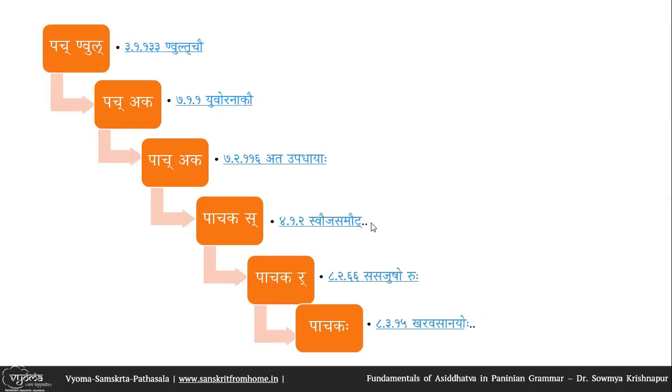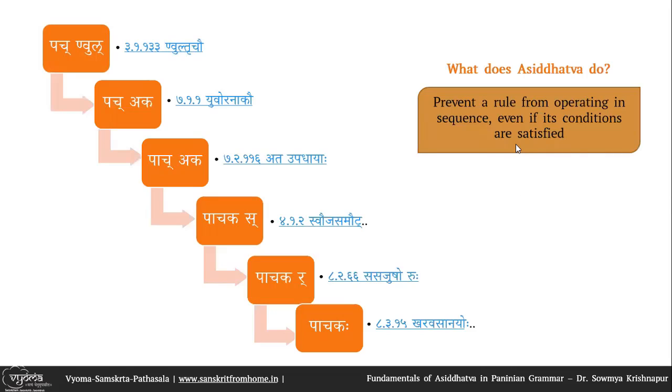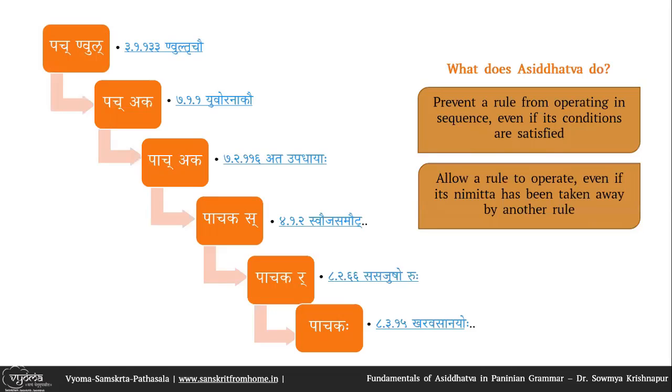So what does Asiddhatva do in this context is, it has a twofold effect. One, it can prevent a rule from operating in sequence even if the conditions for the application of that sutra are satisfied. Or it can allow a rule to operate even if its nimitta, that is the conditions for that particular sutra, have already been taken away by another rule. So thus Asiddhatva has a twofold role to play in controlling this sequence.